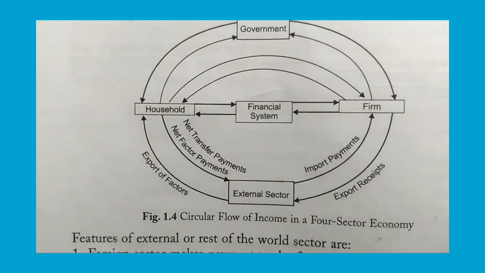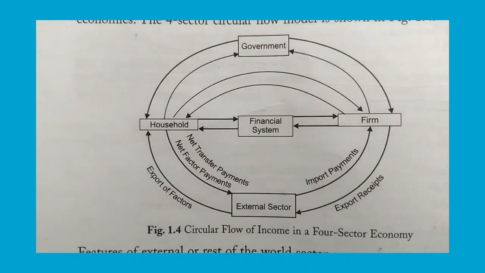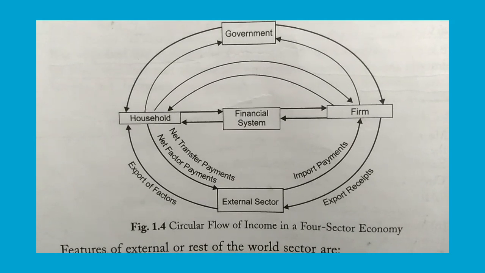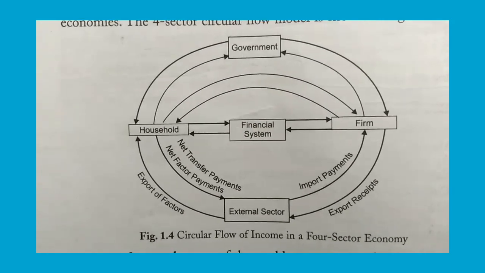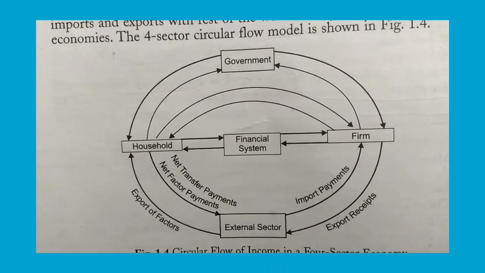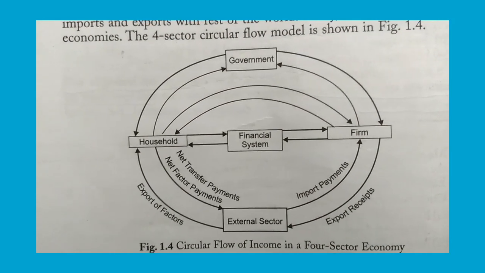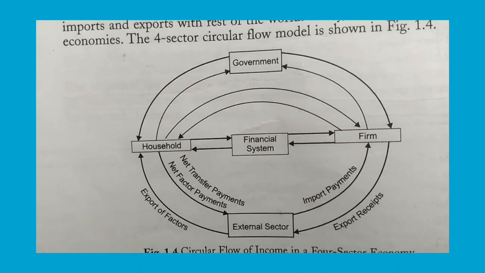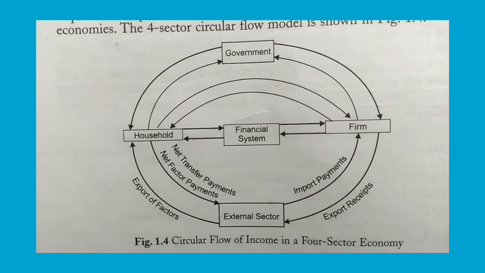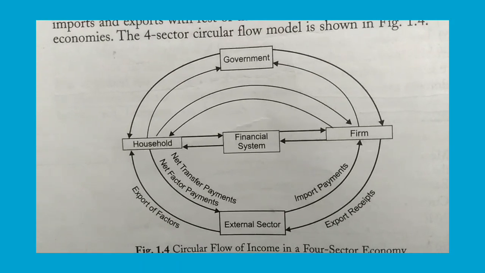This diagram explains the circular flow of income in a four-sector economy. A four-sector economy is an open economy. In an open economy, there are imports and exports with the rest of the world. Today, all economies are open economies. This shows the four-sector circular flow model. Look here.